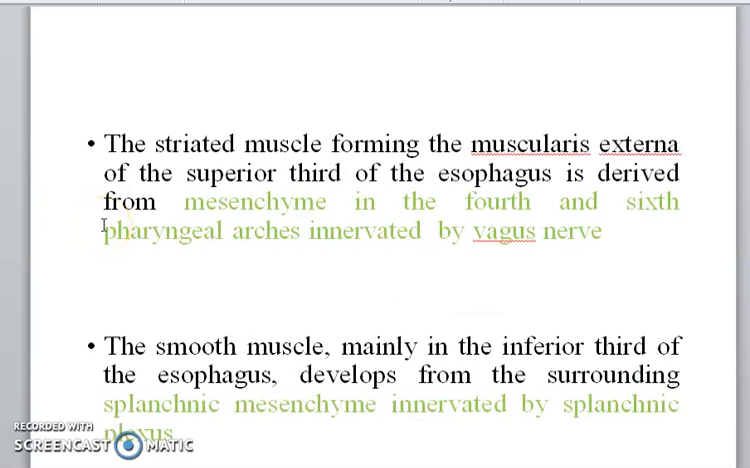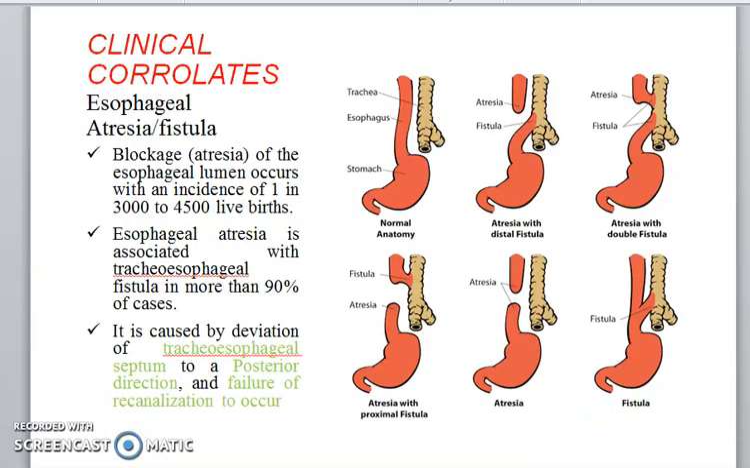So, I've mentioned the muscles are actually coming from the mesenchyme, the splanchnic mesoderm, while the glands are coming from the endoderm. Now, look at this. After the development, there could be some challenge. Clinical correlate, esophageal atresia or fistula. This is a normal presentation. You can see a normal presentation. The esophagus opens down till the stomach. The trachea is on its way and divided into two.